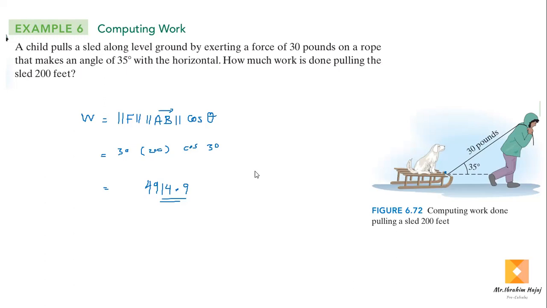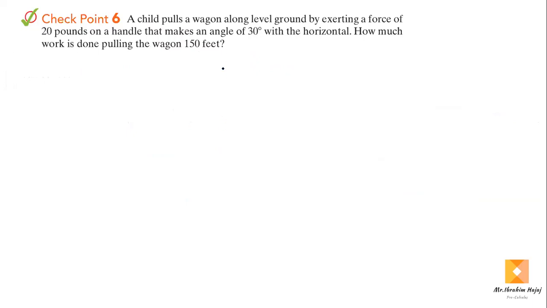Okay, let's go, next slide. Checkpoint number 6. Samir, go ahead, read the question and try to answer. A child pulls a wagon along level ground by exerting a force of 20 pounds on a handle that makes an angle of 30 degrees with the horizontal. How much work is done pulling the wagon 150 feet?